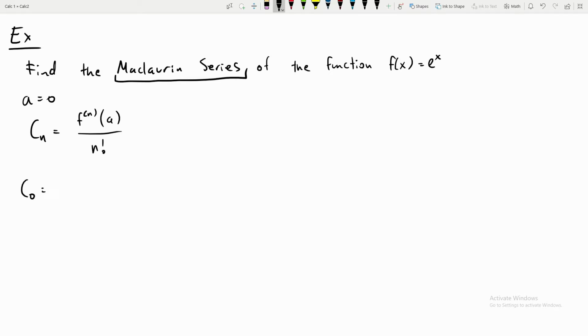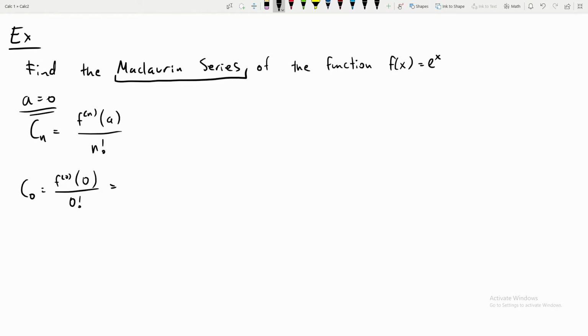So let's start off with c sub 0. That means n is 0. So we take the 0th derivative at a, and a in this case is 0 because we've labeled it here and it's a Maclaurin series. Then we divide by n factorial, but n in this case is 0, so it'll be divided by 0 factorial.